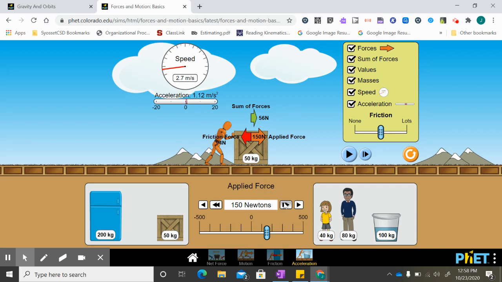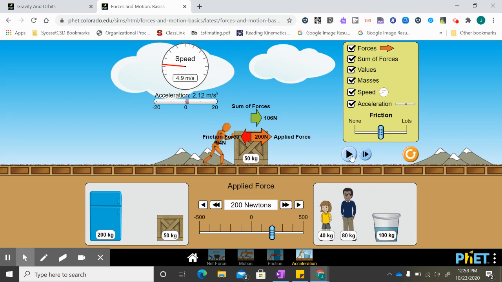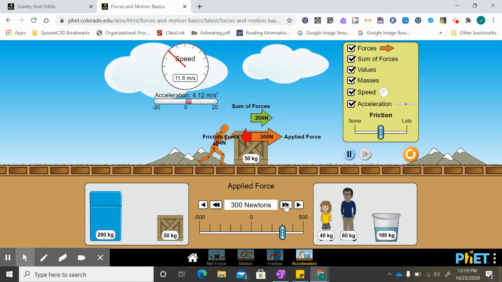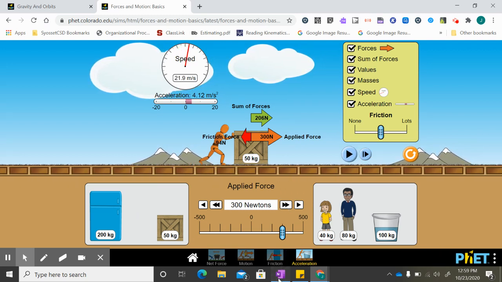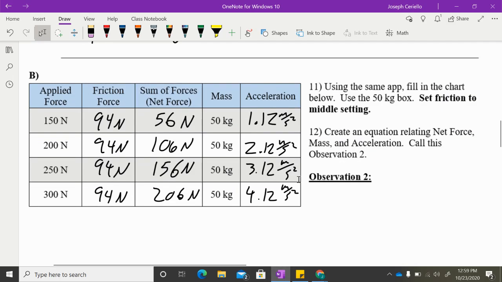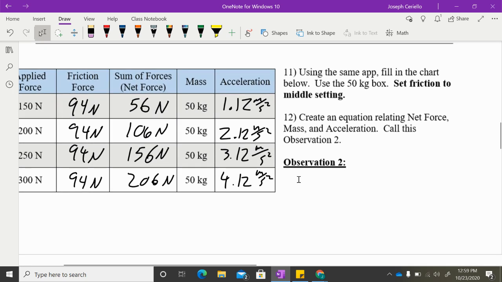When I apply 200, friction is still 94. We'll hit play so it moves. Okay. Friction is still 94. Sum of the forces is 106. Acceleration is 2.12, and then I could do it for 250 and 300 as well. All right, and you could pause it each time to help yourself read it. And when you fill it in, you should get something like this.